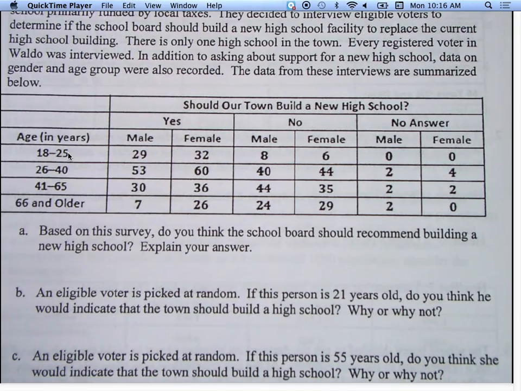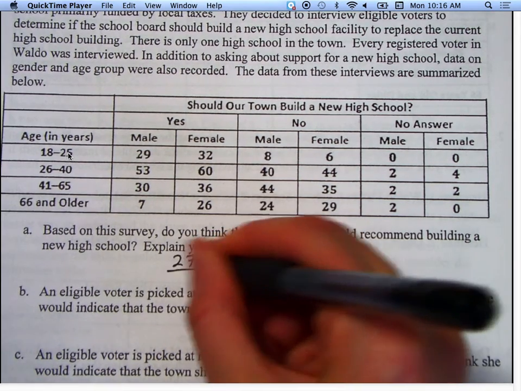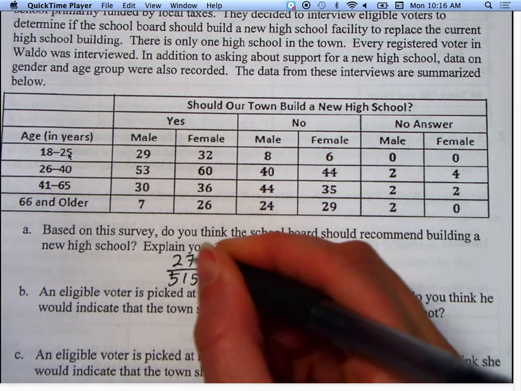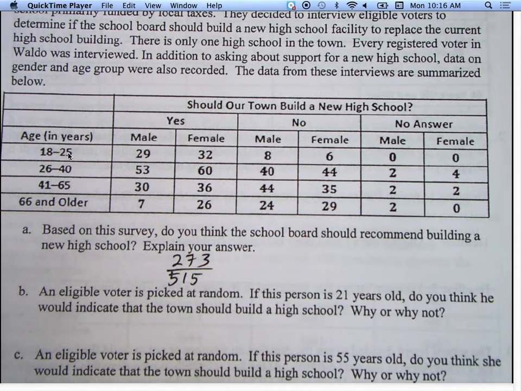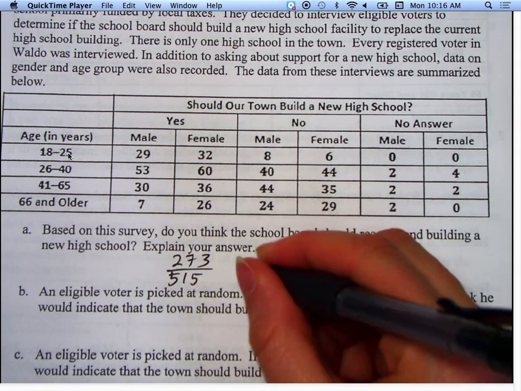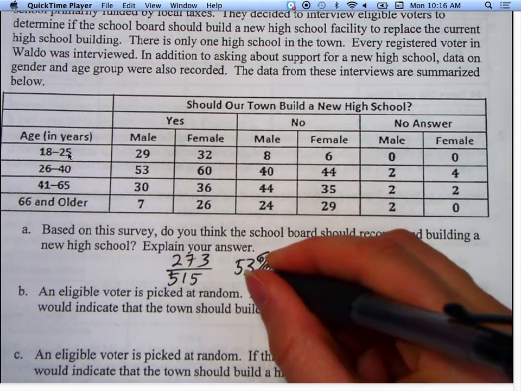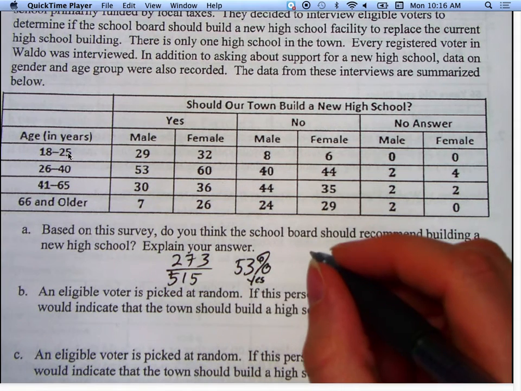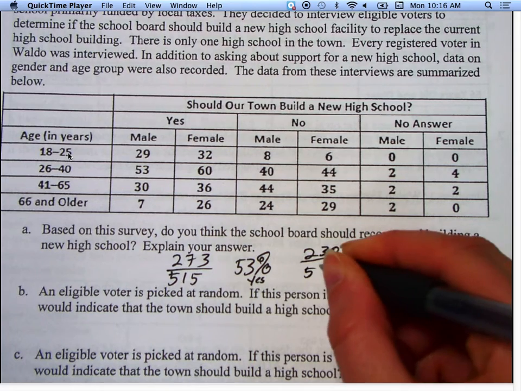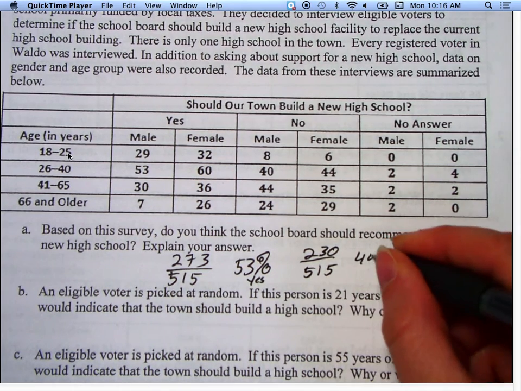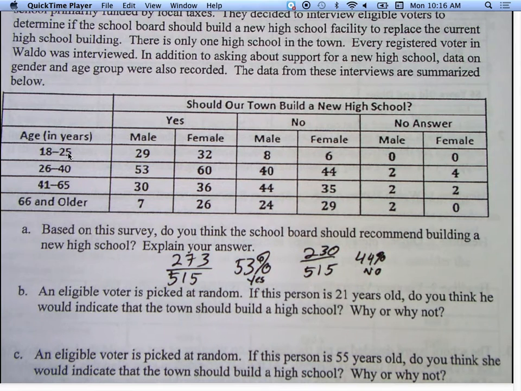So, guys, for number 1, how many people voted yes? Out of how many people total? 515. Okay, so that's how much percent? So we go 273 divided by 515, and we get 53%. Okay, that's how many people voted yes. All right, how many voted no? Out of? And that's how many percent? 44% said no.